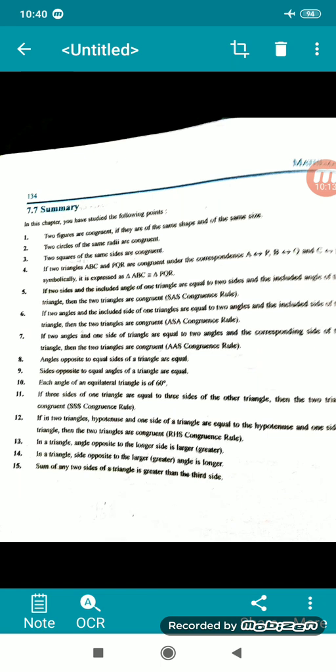Now the summary part, all the points are very important. I'll explain to you, then I'll go to the exercise. Two figures are congruent if they are of the same shape and of the same size. Two circles of the same radii are congruent. Two squares of the same sides are congruent. Two triangles ABC and PQR are congruent under the correspondence A corresponding to P, B to Q and C to R. Then symbolically it is expressed as triangle ABC is congruent to triangle PQR.